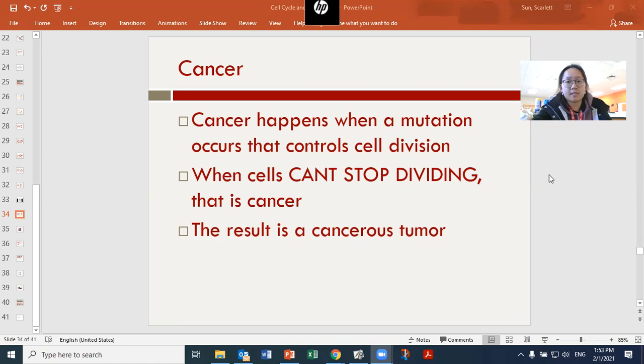So again, in a basic science definition, cancer is when cells cannot stop dividing. And it's a bad thing, and it can cause diseases, and it can spread across the body. And it's really, really lethal a lot of the times.